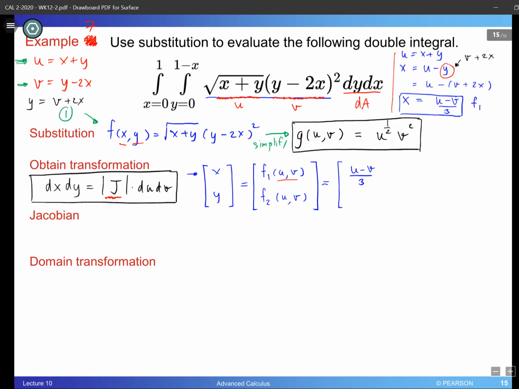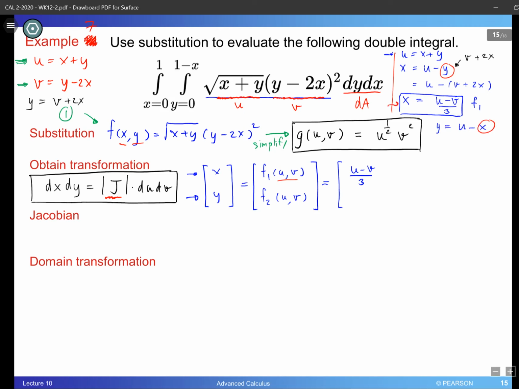Now, we have to do the same for y. We need to find this y in terms of u and v. I'm going to start with this one again. u equal to x plus y, right? So I'm going to put y alone on one side. It's going to be y equal to u minus x. And I don't want x right here. I want it to be in terms of new ones. So I know that x equal to u minus v over 3.